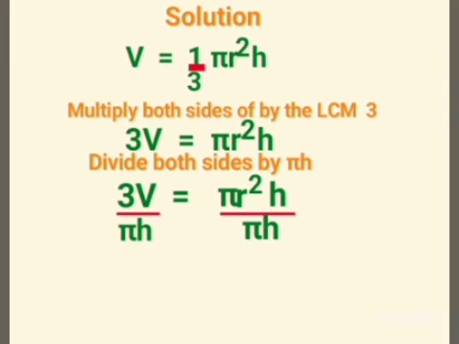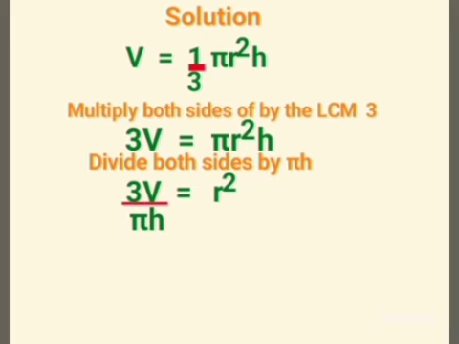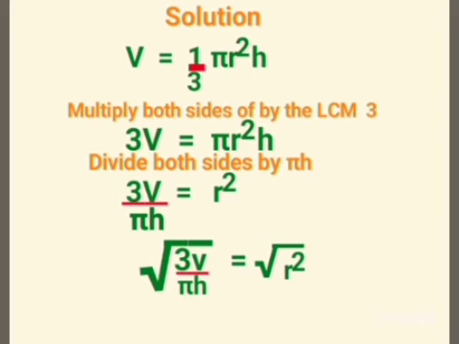Divide both sides of the formula by pi h so that r square can stand alone. Pi h cancels out pi h. Our new equation becomes 3V all over pi h equals r square. Step 3. To take away the square of r, take the square root of both sides. Square root of r square is r. Hence, our answer becomes square root of 3V all over pi h equals r.